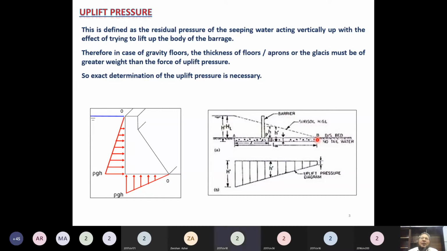At the downstream of the concrete. On the extreme downstream side of the structure. Okay. So if this much pressure is acting here, which is called uplift pressure or residual pressure, residual.